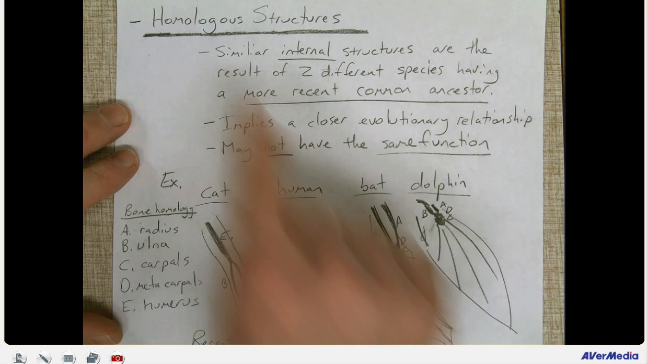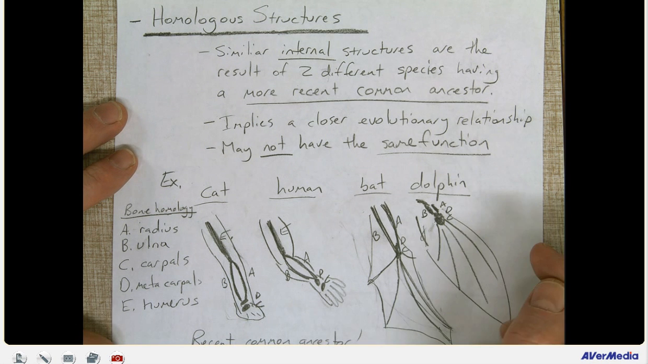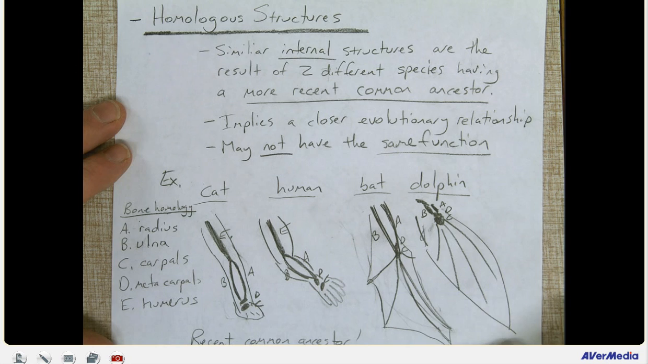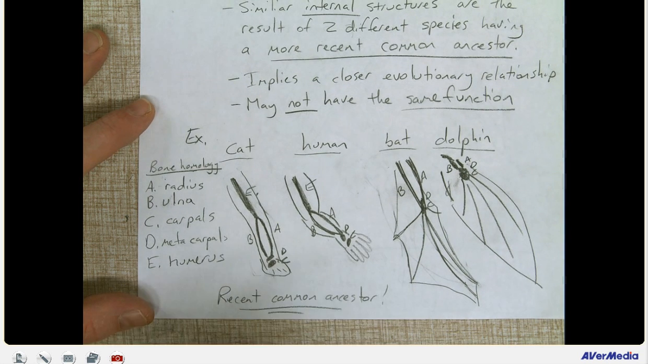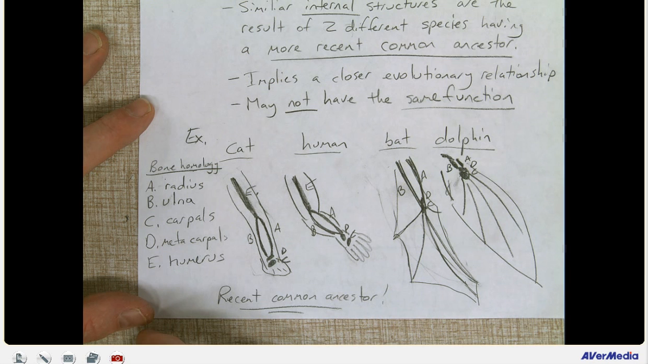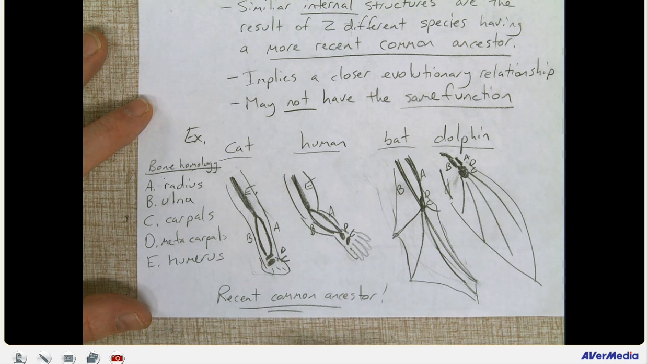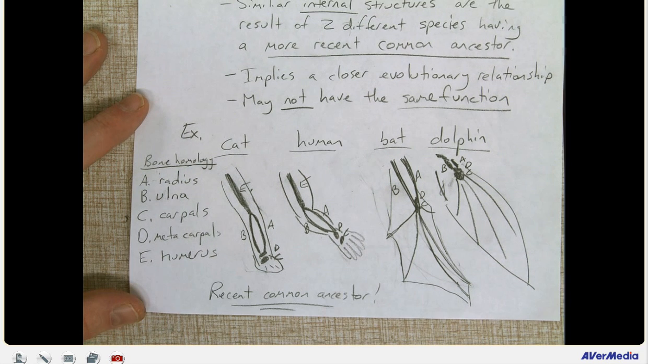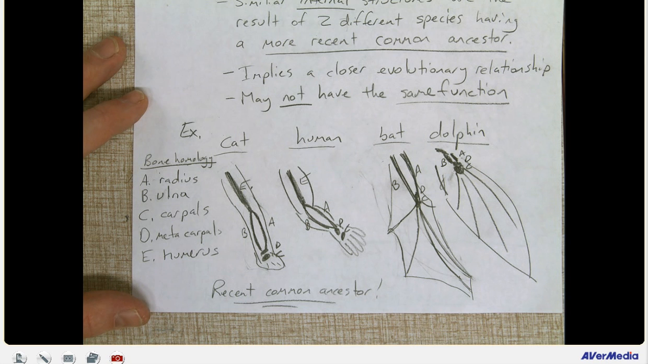So remember, similar internal structures are the result of two different species having a more recent common ancestor, implies a closer evolutionary relationship, and may not have the same function. And of course, down here we have some bones inside different species. A, B, C, D, and E represent different bones. And we have a more recent common ancestor with these guys than things like insects and other animals without bones, or different bone structures like fish.